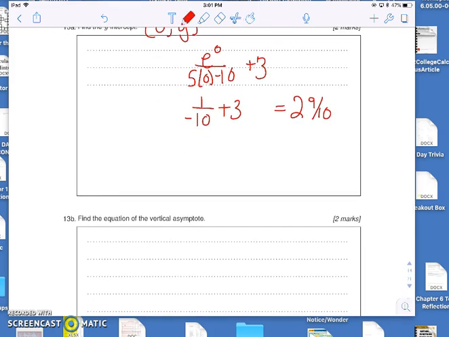Find the equation for the vertical asymptote. Vertical, we always look in the denominator. So when does that equal 0? So our equation would be when x is 2.